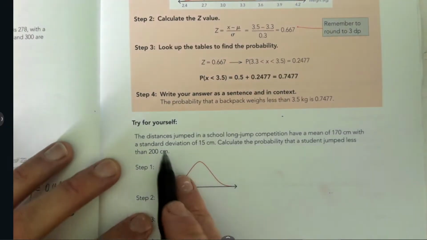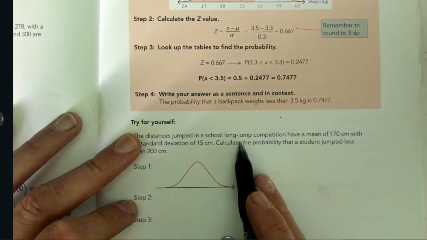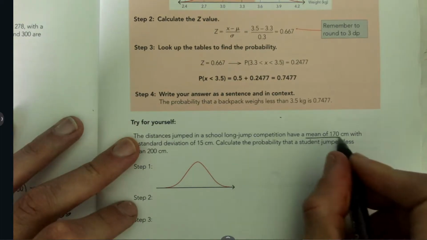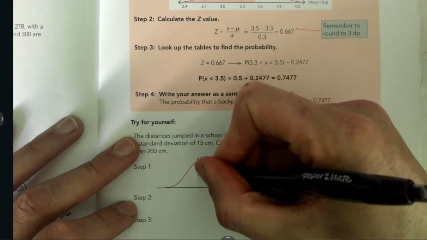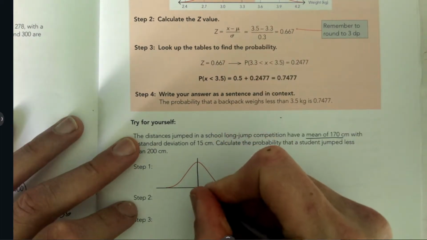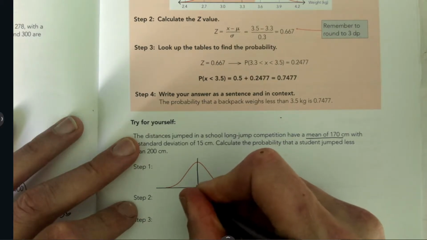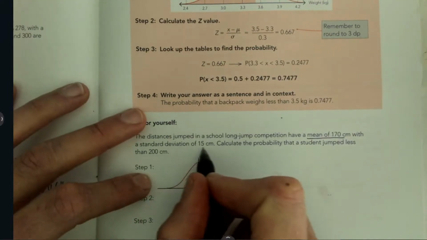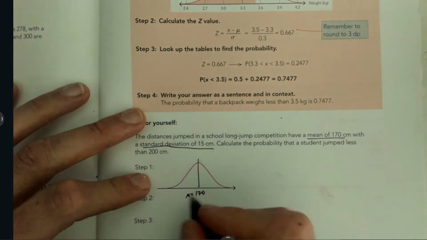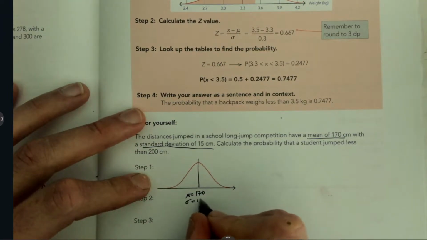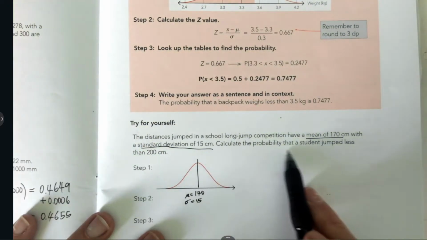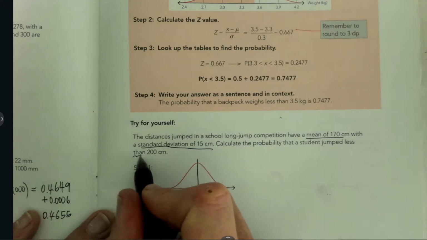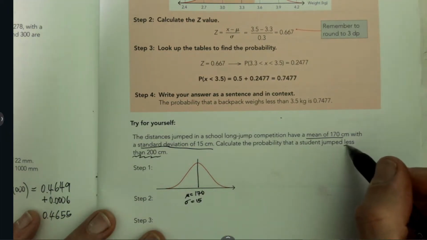Okay, the distances jumped in a school long jump competition have a mean of 170 centimeters. As soon as I see that mean of 170, I'm just going to draw it in. 170, I might even put a little mu there. Okay, with a standard deviation of 15. Perfect. That's the other piece of information I want. Standard deviation equals 15. Calculate the probability that a student jumped less than 200 centimeters.